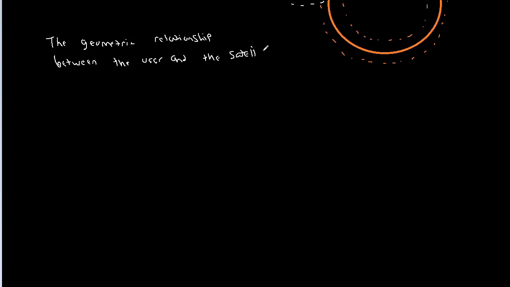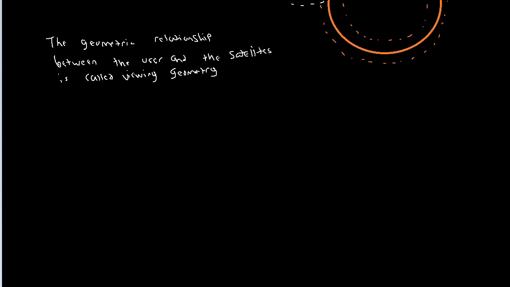And so what we have here is the geometric relationship between the user and the satellites, which is called viewing geometry.